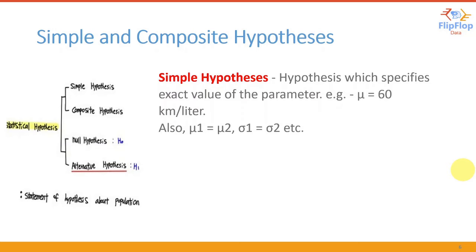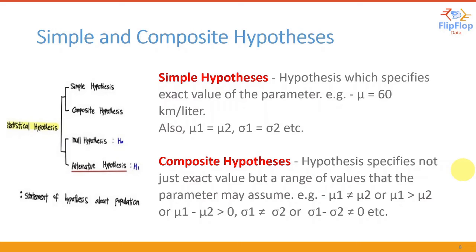Then comes the composite hypothesis. A hypothesis which specifies not just one value but a range of values that the parameter may assume is called a composite hypothesis. For example, mu1 is not equal to mu2, or mu1 is greater than mu2, or mu1 minus mu2 is greater than 0. All these examples are of composite hypothesis.